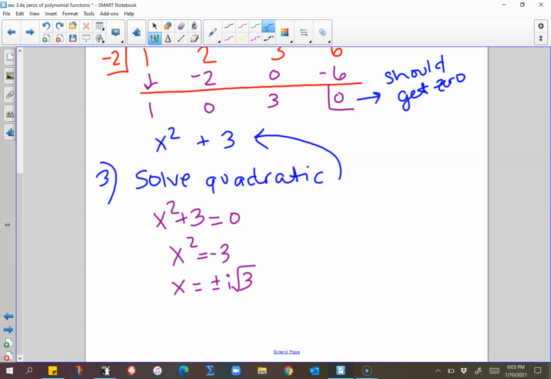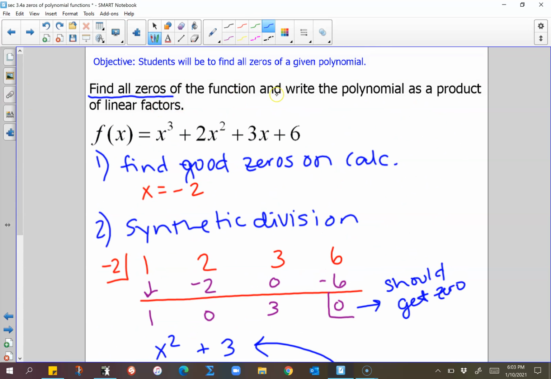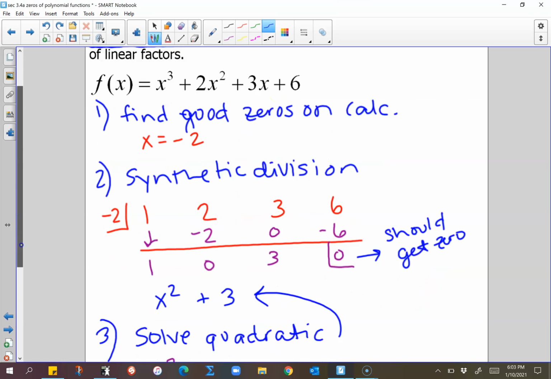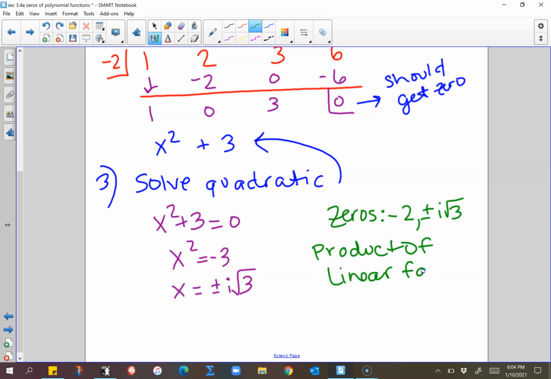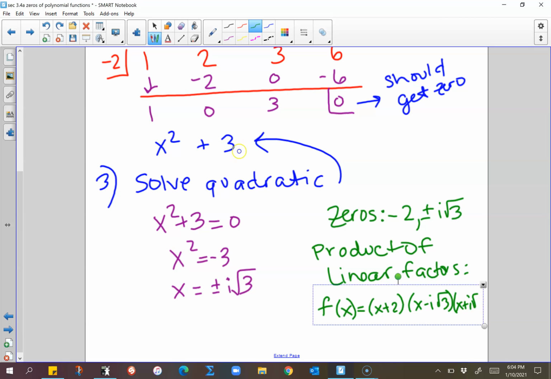So your answer, let's go back and read the directions. It says find the zeros and write the polynomial as a product of linear factors. So here's where vocab becomes key. My zeros are -2 from my calculator and plus or minus i root 3. My product of linear factors, which is how it's asking me to write my answer, would look like this. f of x equals x plus 2, x minus i root 3, and x plus i root 3.